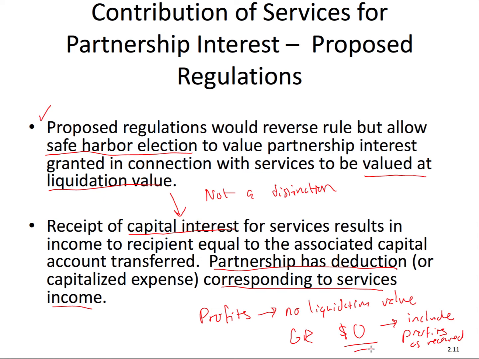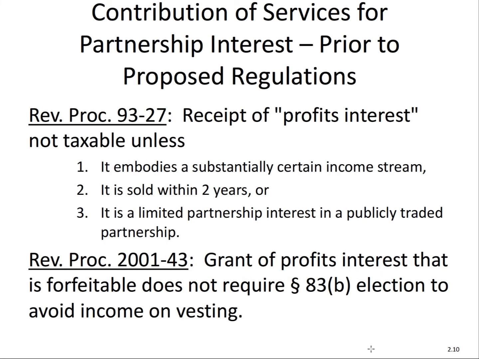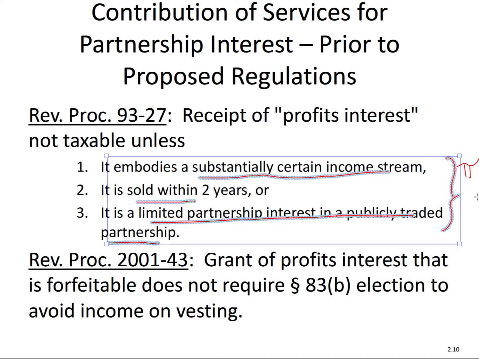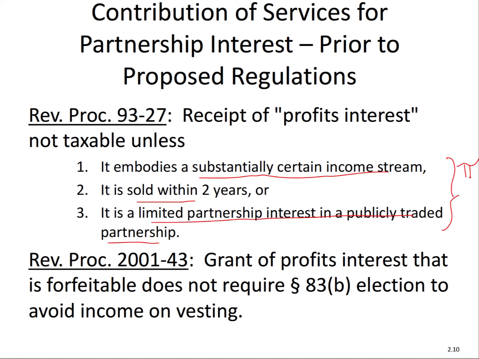Now, there's a few times where the value is actually going to be not zero. So if you go back to the previous slide, we still apply the rules of Rev Proc 93-27, where these three, a substantial certain income stream, it's sold within 2 years, or a limited partnership interest in a publicly traded partnership, these things actually will have value. A profits interest, so the term for profit in economics is pi. Profits interest does have value. So that would be a value. So where it's not zero. So I'll put does not equal zero. You actually have to value it.